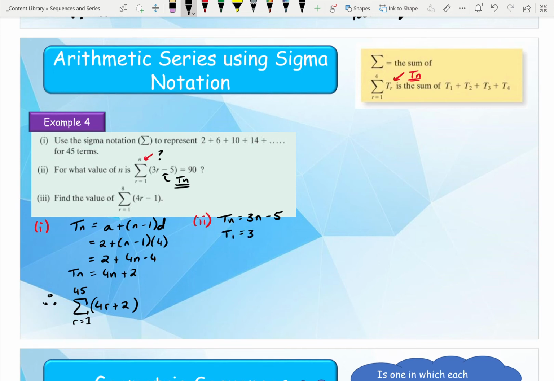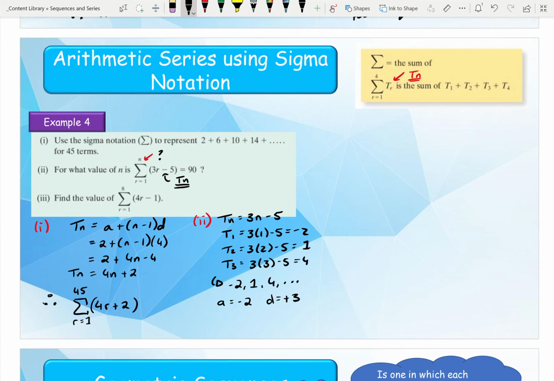So t1 would be 3 by 1 minus 5, which is minus 2. t2 would be 3 by 2 minus 5, which is 1. And t3 would be 3 by 3 minus 5, which is 4. So my pattern is starting to look like minus 2, 1, 4, dot, dot, dot. So I can see it's arithmetic and that it's going up by plus 3. So that means A would be equal to minus 2, D would be equal to plus 3, but I don't know what n is here.